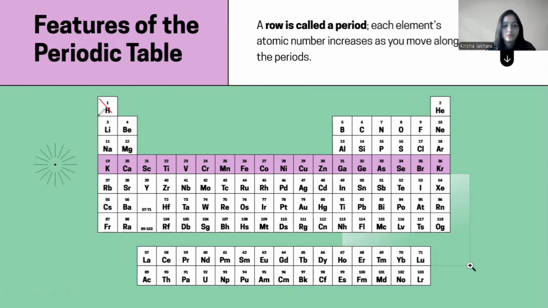Right here, +1. If you have a periodic table in your book, please open that and start writing it. This is +2, this is +3, and this is +4 or -4. It can be both: it can be +4 or -4. This is -3, this is -2, this is -1, and this is 0. So it goes from 1 to 4 and 4 back to 0.